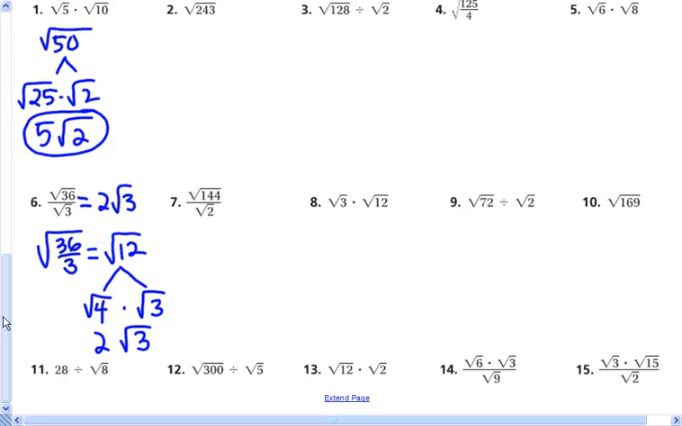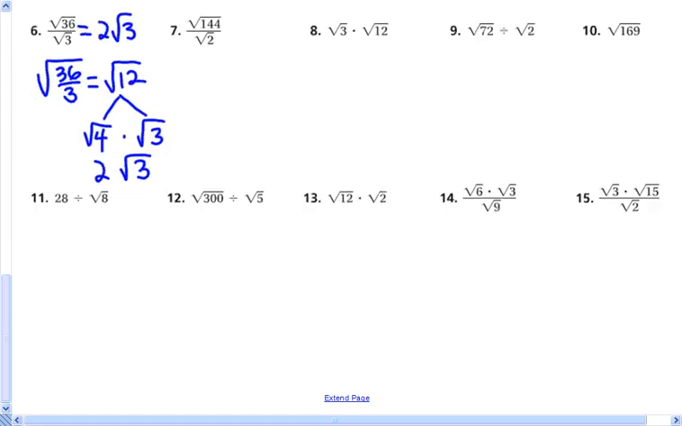All right, number 11, square root of 28 divided by the square root of 8. I'm going to write that like this. Now, one of the things that was said is that you cannot have a radical expression in the denominator, so we have to get rid of this, and that's called rationalizing. So we're going to multiply the numerator and denominator by a common factor that will get rid of the radical sign on the square root of 8.